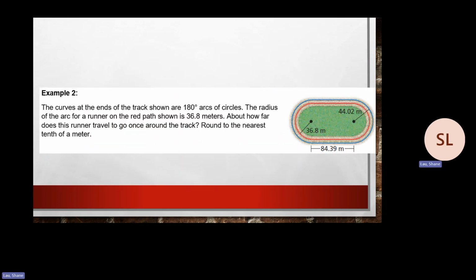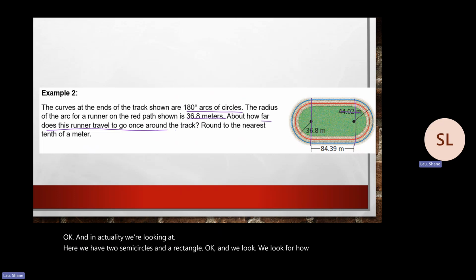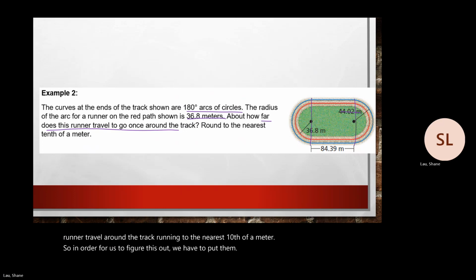Then we have our next problem. Here, don't be distracted. We know that we have 128 degrees of arc. We're going to take our radius of the arc for a runner on the red path. The red path is only 36.8 meters for the radius, so this 44 here is a distractor. In actuality, here we have two semicircles and a rectangle, and we want to look for how far the runner travels around the track, rounding to the nearest tenth of a meter. In order to figure this out, we have to put them together.